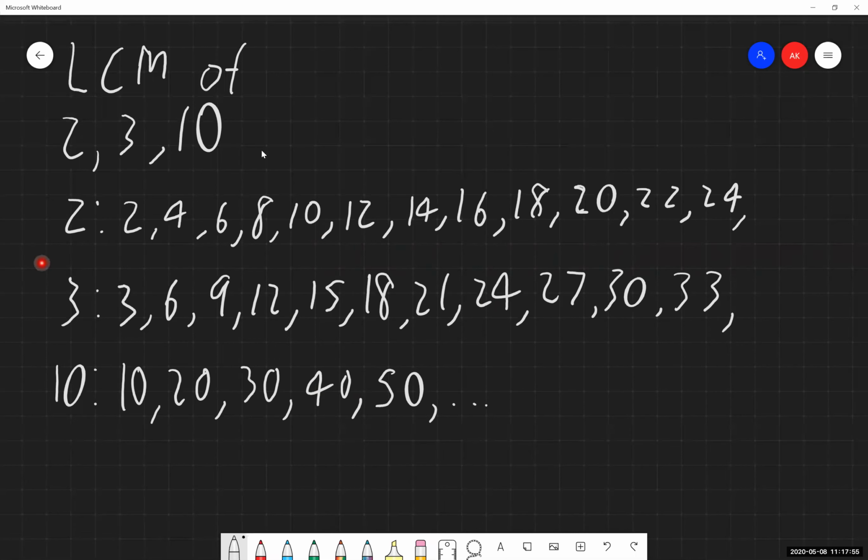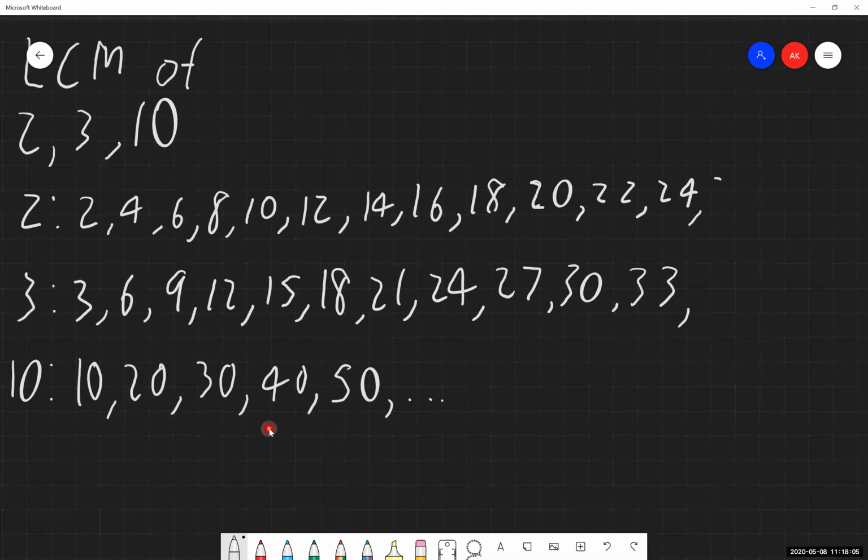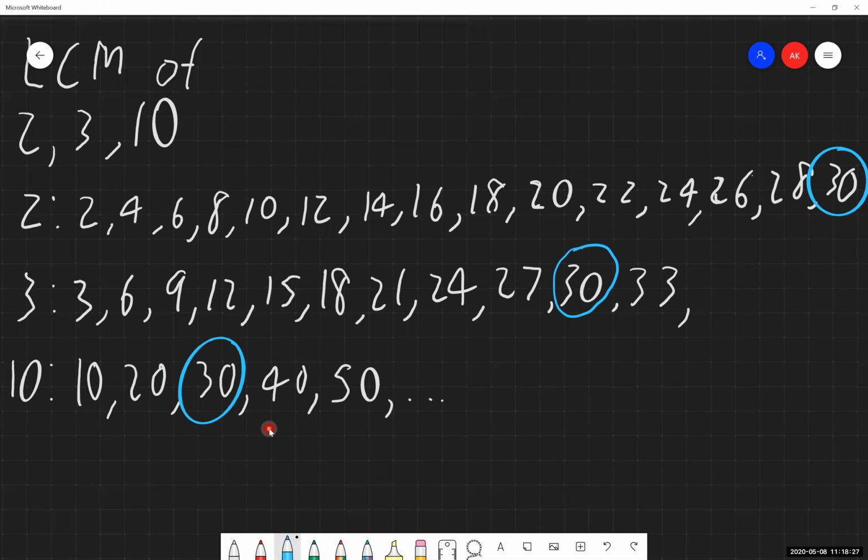And if we are going to use this method to find a lowest common multiple, then we need to keep listing numbers out. I'm going to do this by listing out more of the 2s. And now I'm seeing I do have a common multiple, and specifically a lowest common multiple between all 3 numbers, and it's 30. So the lowest common multiple of these 3 numbers is going to be 30.